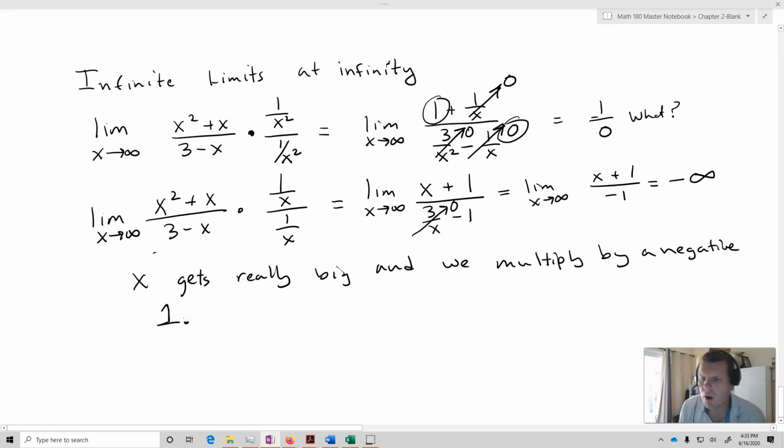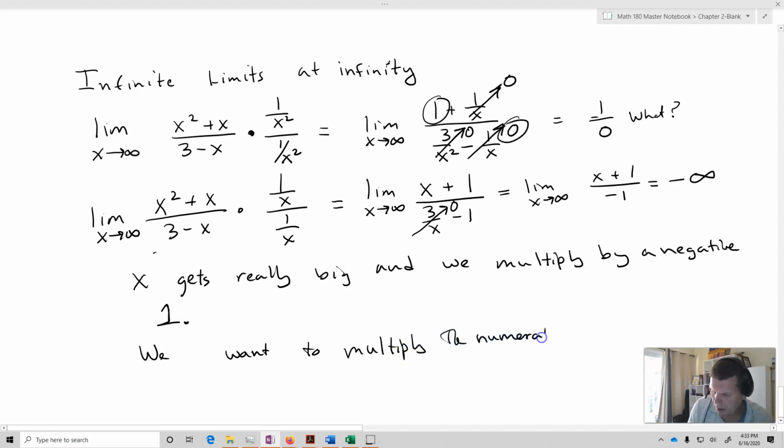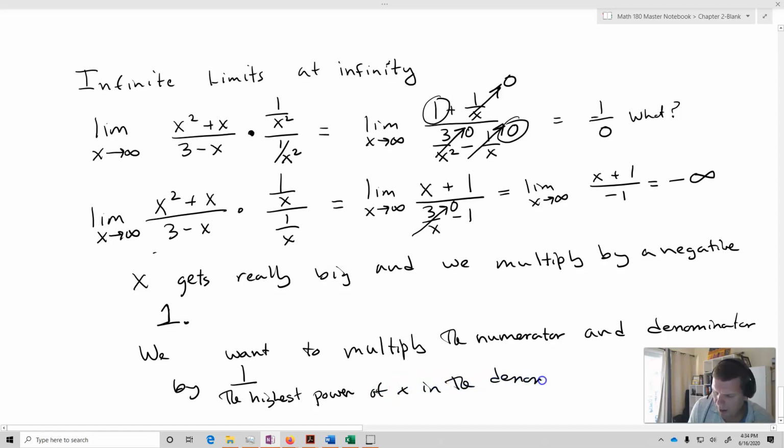All right. So let's add a little rule here. We want to multiply the numerator and the denominator by 1 over the highest power of x in the denominator. And that will prevent us from getting a 0 in the denominator.